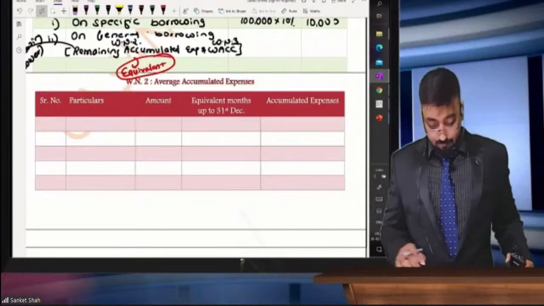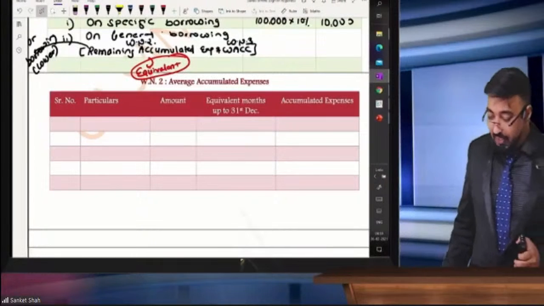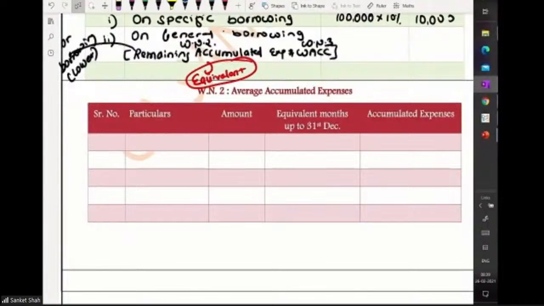Average accumulated expenses. Please prepare these columns: serial number, particulars, amount, equivalent months up to 31st December, and after that accumulated expenses. I have already prepared these columns. So now we are calculating equivalent accumulated expenses. So these accumulated expenses are equivalent.